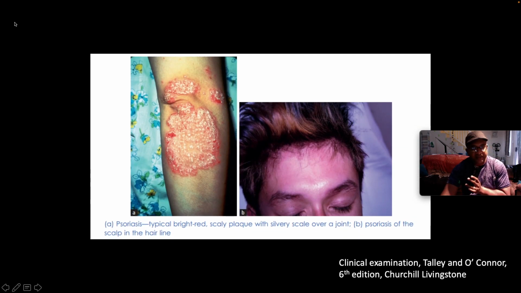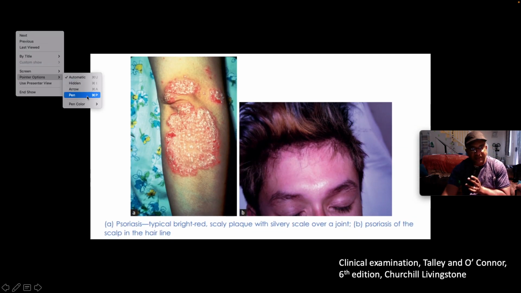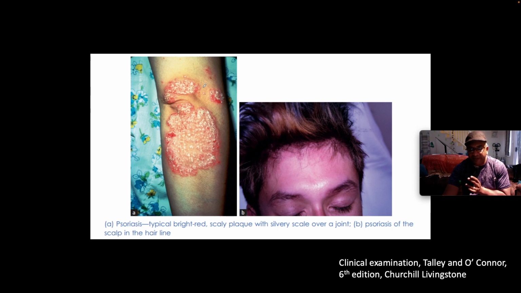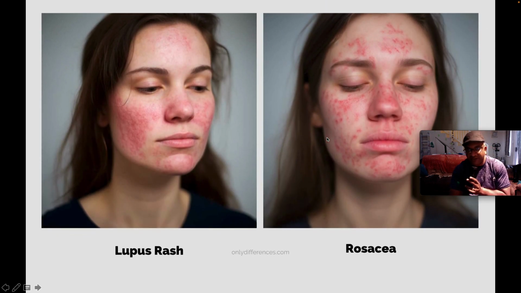This is psoriasis. The maxim used for psoriasis is salmon pink with silvery scale. So this is a typical bright red scaly plaque with silvery scale over a joint. You see psoriasis likes the extensors, doesn't it? And also psoriasis of the scalp in the hairline that we can see here. It also likes the natal cleft as well, so watch out in those kinds of discreet areas.